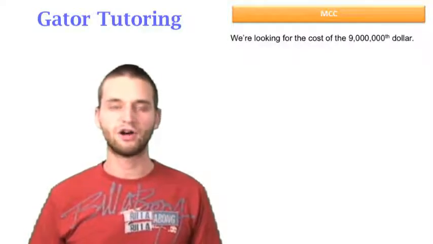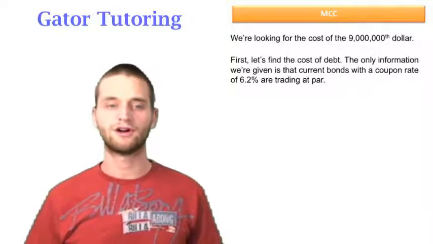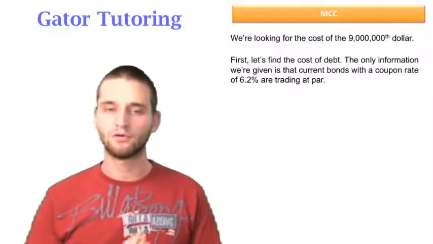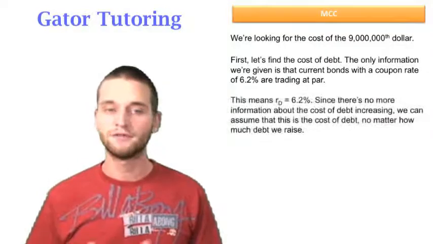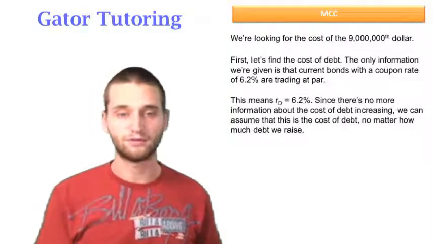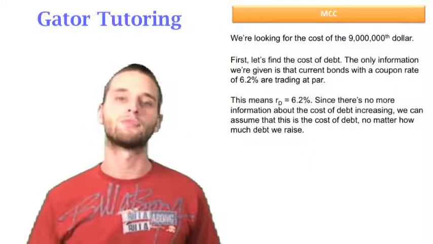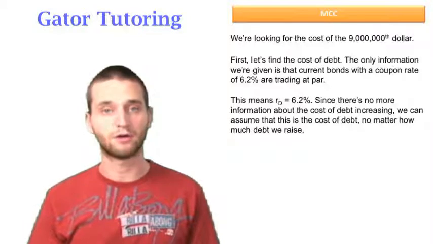So we're looking for the cost of the 9 millionth dollar. First, let's find the cost of debt. The only information that we're given is that current bonds with a coupon rate of 6.2% are trading at par. Well, this means that the return on debt is 6.2%, because we know that if a bond is trading at par, the required discount rate for the bondholders, for the debt holders, is equal to the par value.